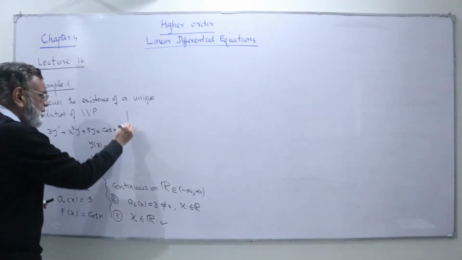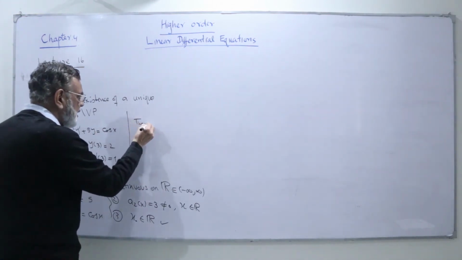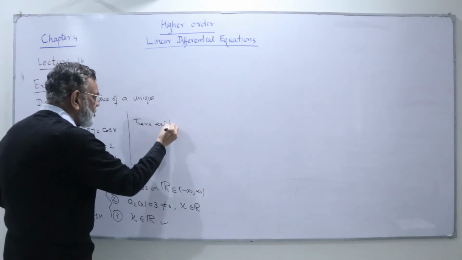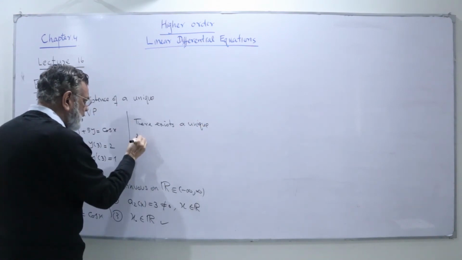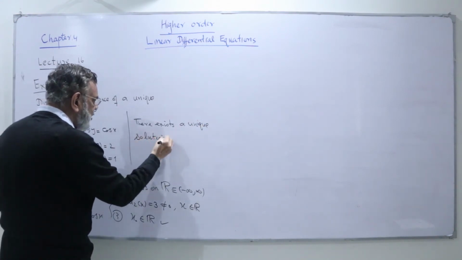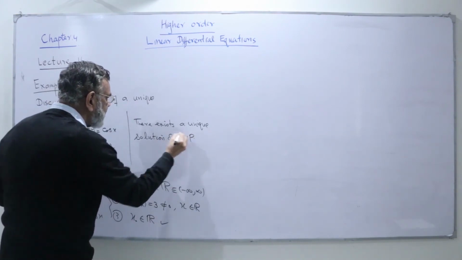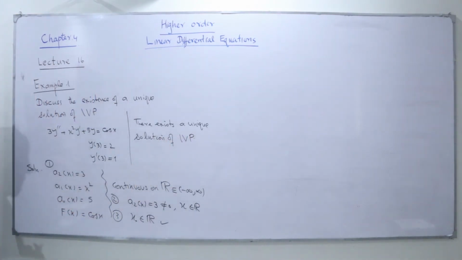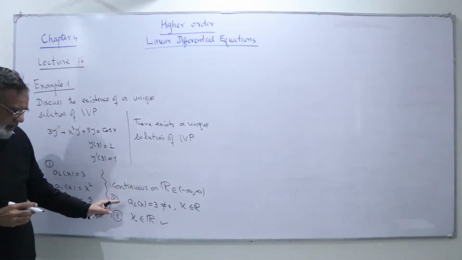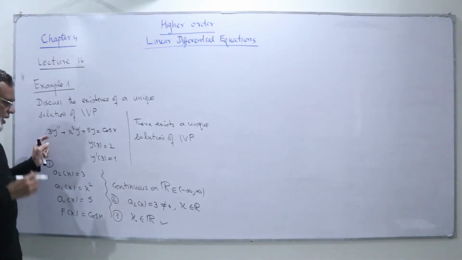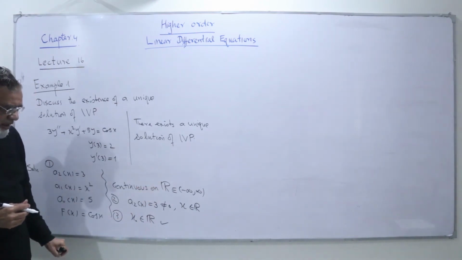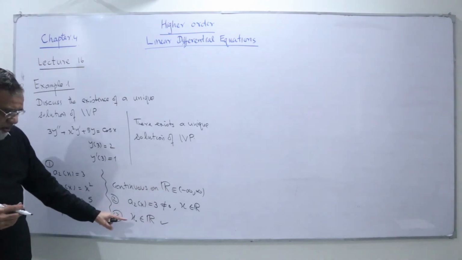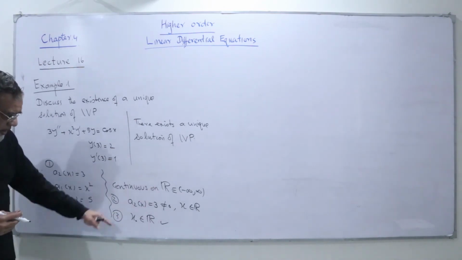So we say that there exists a unique solution of the given initial value problem. It's very simple. We have to check three conditions. Number one, these coefficients are continuous on the interval. Then this coefficient a2 of x, the coefficient of y double dash, must not be 0. Here 3 is not 0 for any value of x in the interval. And number three, this x0 must be in the interval. So x0 is in the interval.